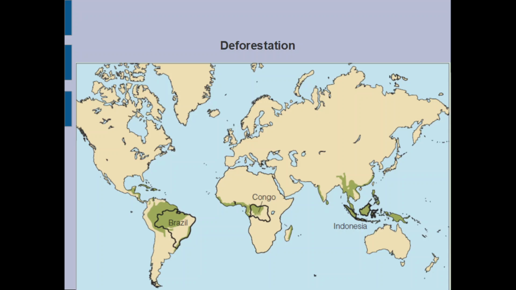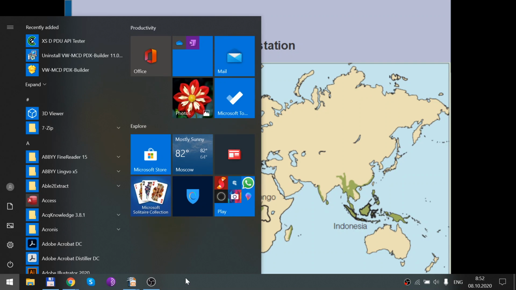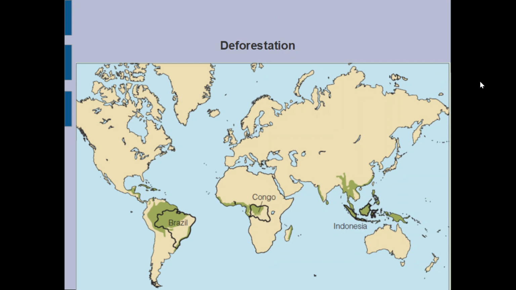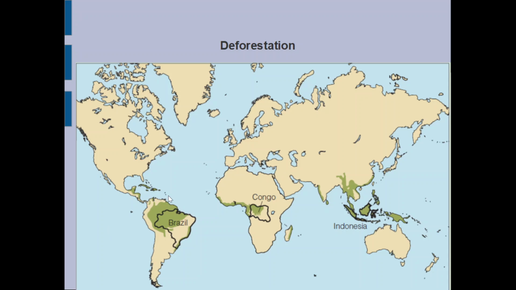And nowadays there are so few trees remaining in the world, and that is why deforestation is a global problem. Deforestation is a decrease in the number of forests. Only a little bit remains in Brazil, Congo and Indonesia. Other forests are almost completely gone.